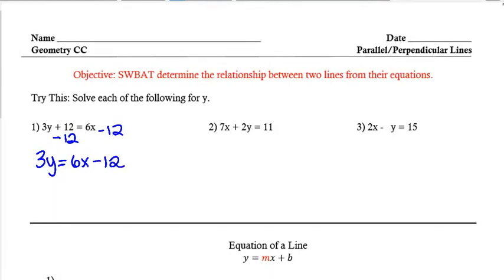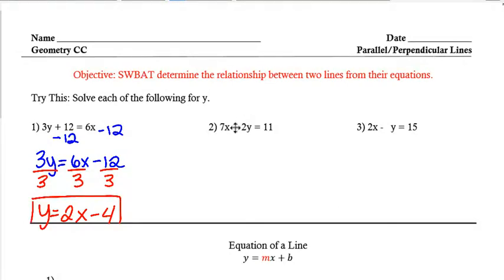Your last step here is to get y by itself. So what I'm going to do is divide by 3, because it's 3y, so I divide by it on every single one, and you get y equals 6 divided by 3 is 2. Negative 12 divided by 3 is negative 4. And that's the first one.